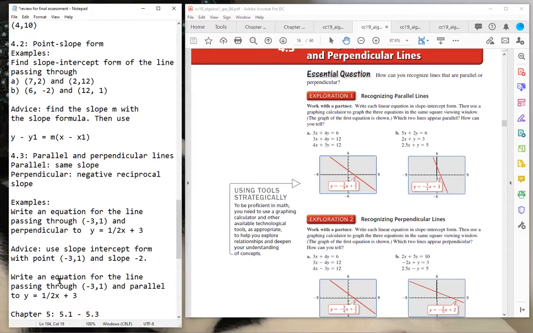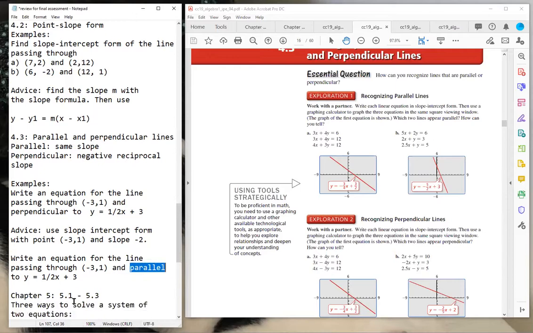I could also have said, write an equation for the line passing through -3, 1, and parallel. And in that case, it's the same deal, but you want the slope to be 1/2. You want it to be the same as the given slope. But those are the kinds of questions I'll ask for a 4.3. So any questions or comments on chapter 4, or anything you'd like me to go into in more detail?